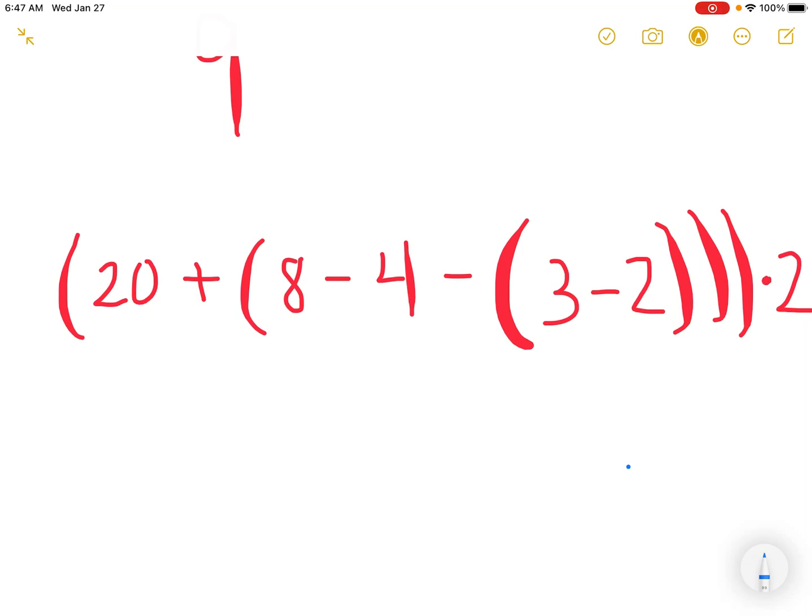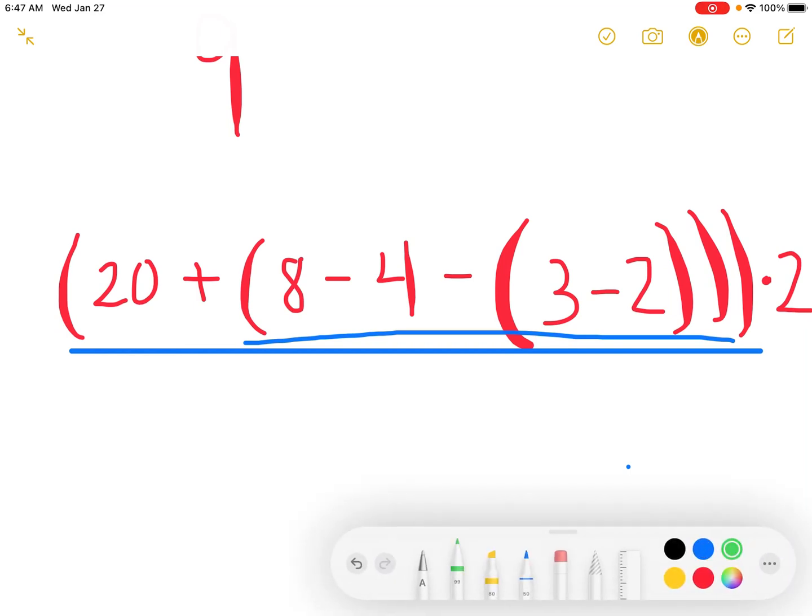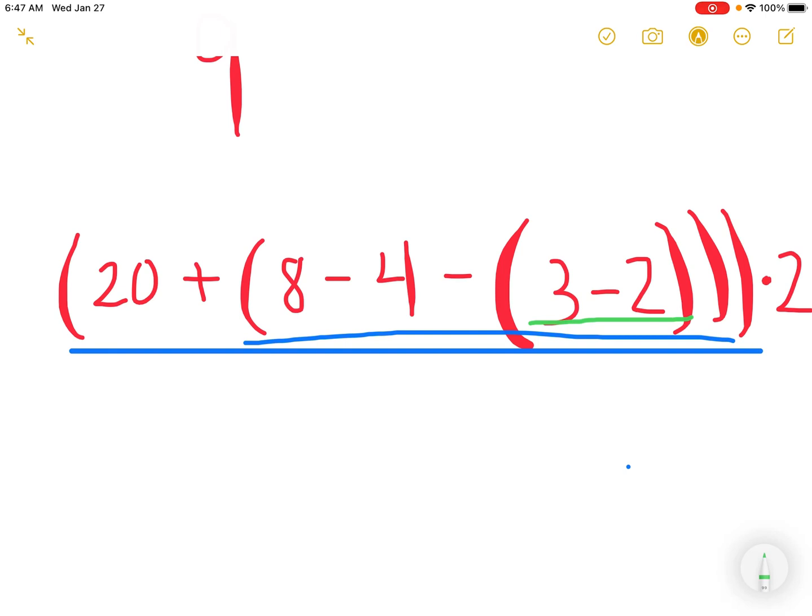So what we think about is, okay, here's my big set of parentheses around that part of the problem. But once I'm in those parentheses, I have to restart PEMDAS. And PEMDAS says I need to go and look for more parentheses. And so I start to do that, and I see I have another set of parentheses there. And inside of those parentheses, I have one last set of parentheses.